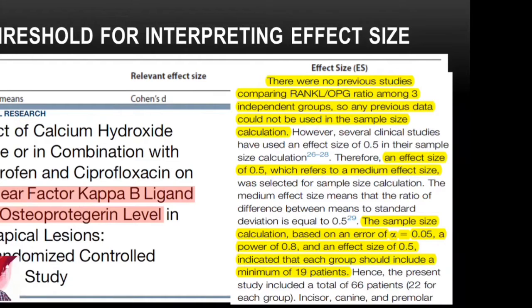They are going to use 0.5 as a medium effect size, and they have given a write-up as follows. The sample size calculation is based on an alpha error of 0.05, power of 80%, and the effect size of 0.5. It indicated that each group should include a minimum of 19 patients. So here the sample size is purely based upon the pre-specified threshold levels. It is not based on a pilot study, not based on previous studies, not based on clinical knowledge. It is based upon Cohen's d suggestion. So I just want to give this example to you.